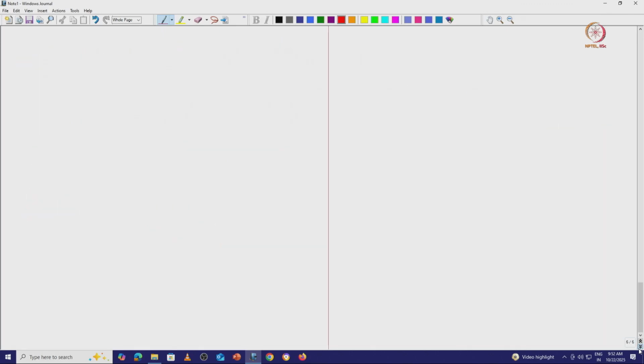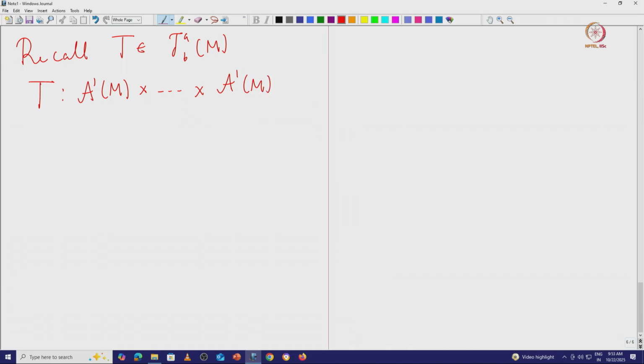So recall that tensors of type AB are basically C infinity multilinear maps on this product, right? So A copies of one forms and B copies of vector fields.